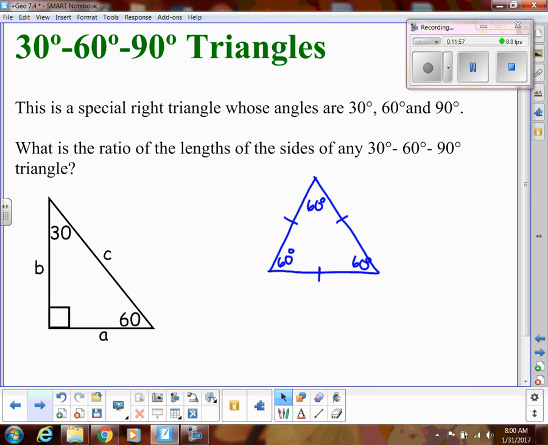Now, if I drop an altitude from one of the vertices, that will also be a perpendicular bisector because of the nature of equilateral triangles, and we've proved that before in class. So what happens is when I drop that, it cuts that angle in half. So these angles are each 30 degrees. So this is actually where the 30, 60, 90 triangle comes from. And the reason that's important is, let's say that we knew that each of these side lengths of the equilateral triangle was, I don't know, 8.